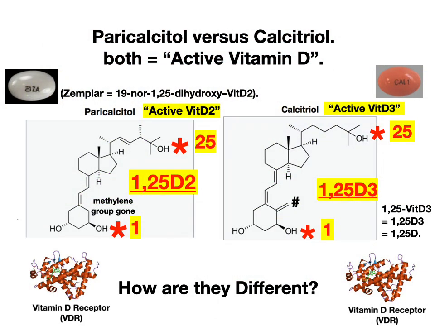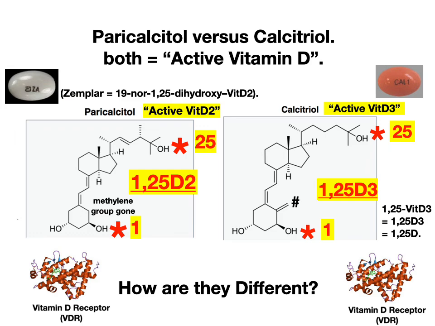Paricalcitol versus calcitriol. Both are referred to as, quote, "active vitamin D." This is a generic term which can be confusing in both scientific and medical literature. It's important to distinguish the VDR agonists as distinct chemical entities. The term active vitamin D is ambiguous because of different epistemologies being used by scientists, clinicians, and patients. We'll illustrate that in this slide.